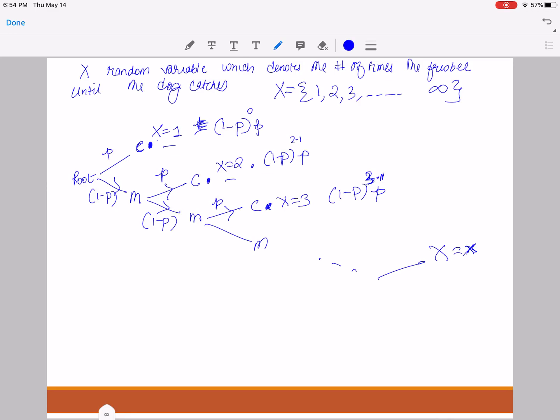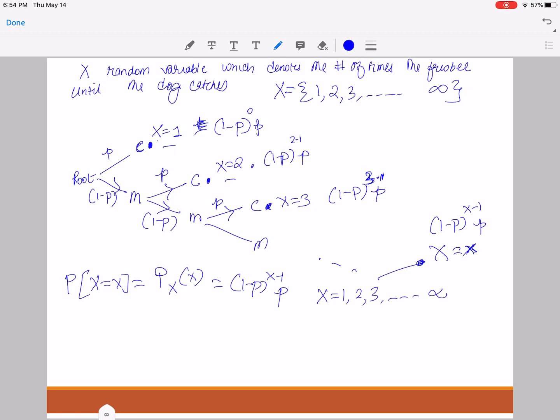So if you were to generalize it for any throw small x, that probability will be 1 minus p to the x minus 1 times p. So the generalized probability formula for this case is: the probability that x is equal to small x is given by plugging the value of small x into the PMF, and that equation is 1 minus p to the x minus 1 times p. And this probability mass function is valid for these values of x. X has to be either 1, 2, 3, and so on, until infinity.